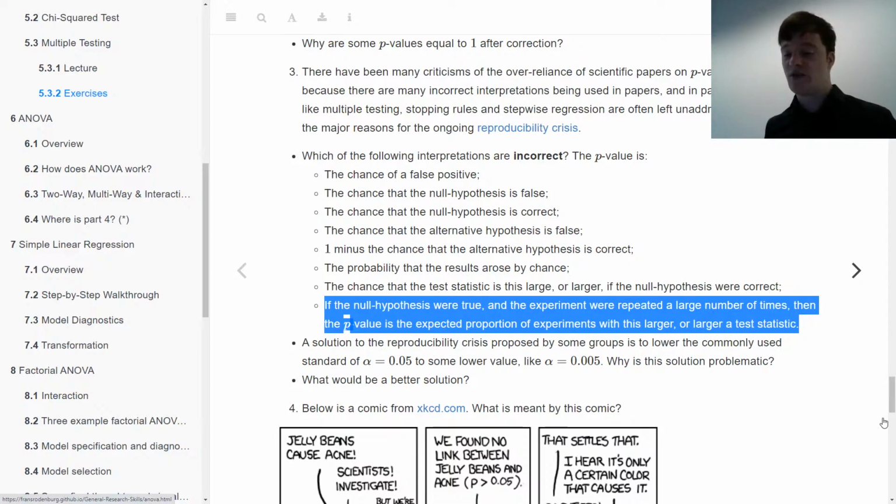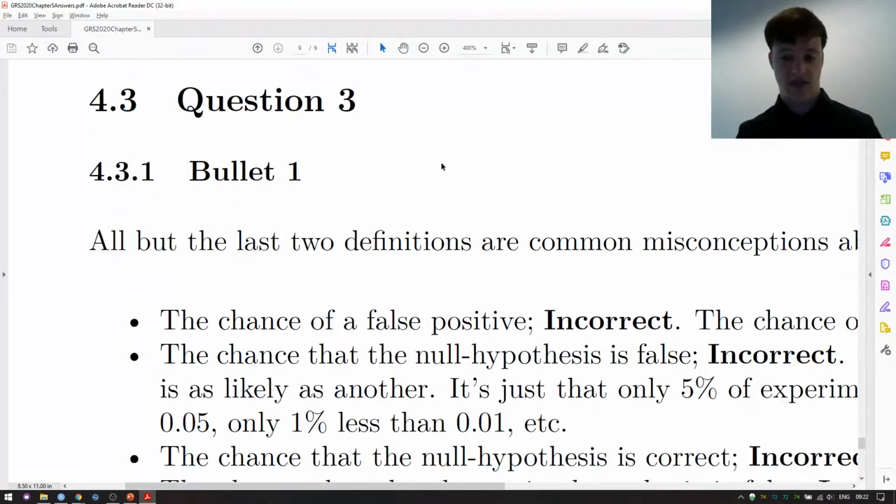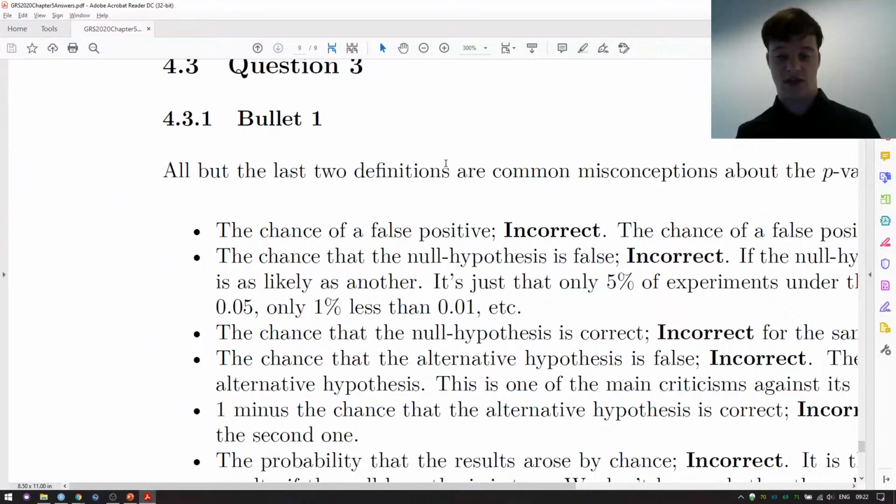In reality, we usually only have one sample. We don't keep sampling from the same population. But that is the value that a lot of empirical science uses to draw conclusions about yes or no questions. Then I think the more interesting thing is, why are the other ones incorrect? I've written down some things here, so you can read this later. I will upload this after this lecture.